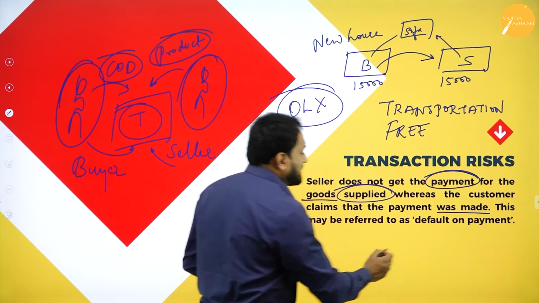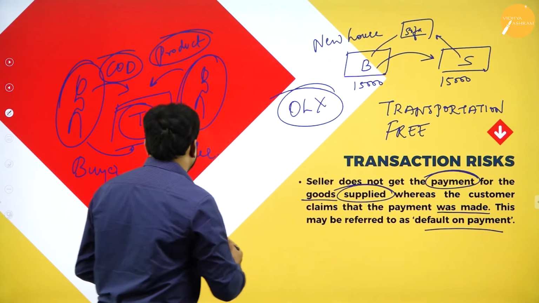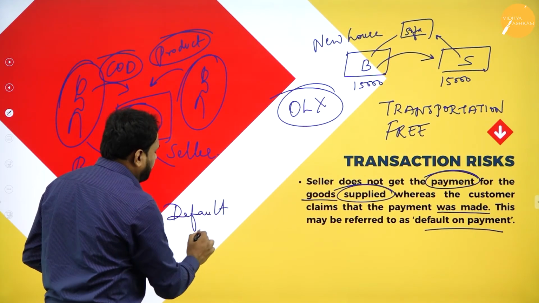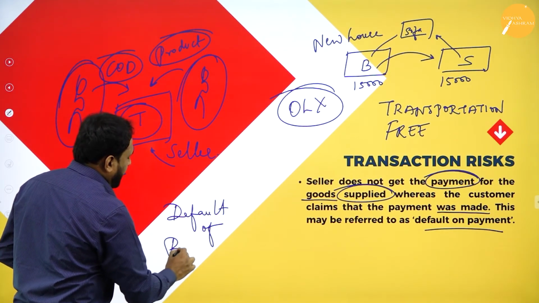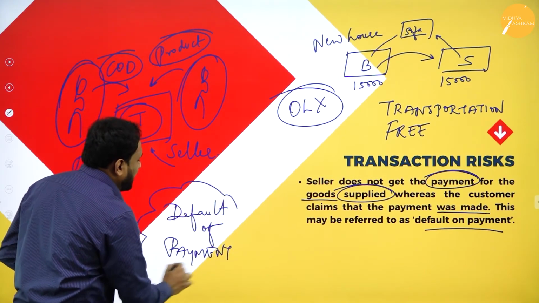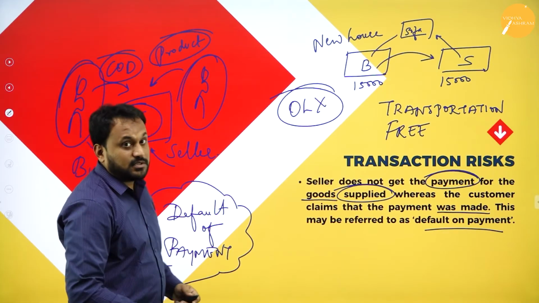This may be referred to as the default on payment. What do we call this? We call this the default of payment. This is what is called default of payment. Please understand these things, students, right?